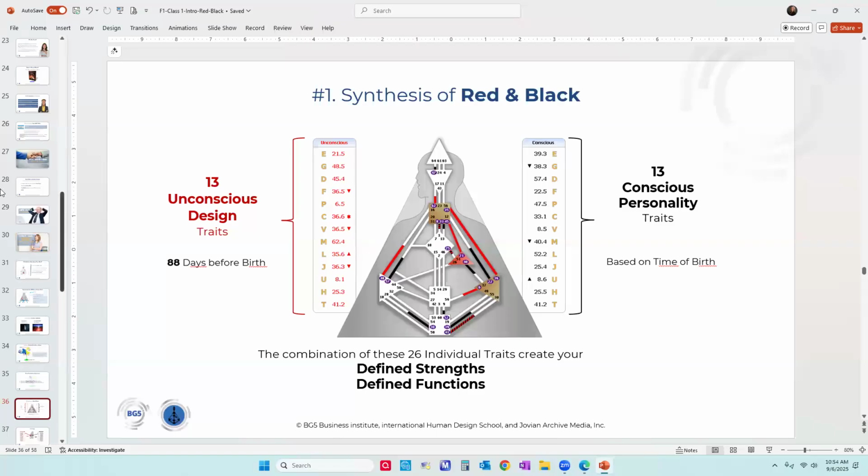So first we have this synthesis of red and black. When we talk about the conscious personality, there are these 13 traits that you see here. And in human design, we have these letters sitting here representing. We go more into this in semester 2, in terms of what each of these means and how you take information and apply it a little bit more deeply. We don't start there because, again, first we got to get the basics straight.